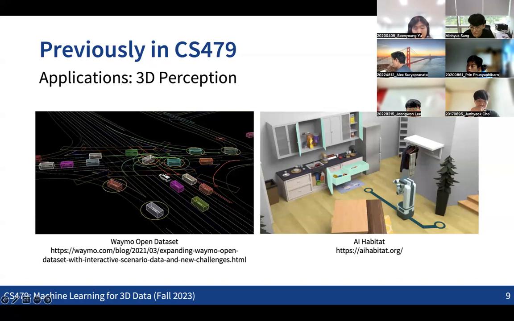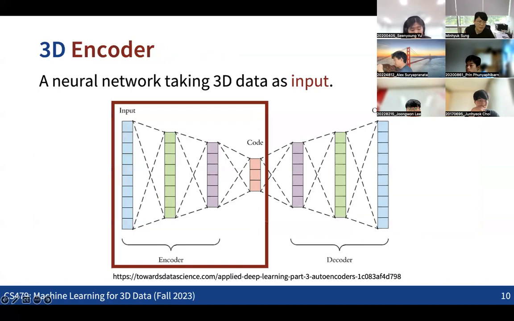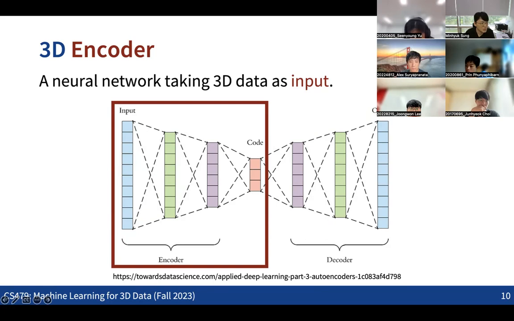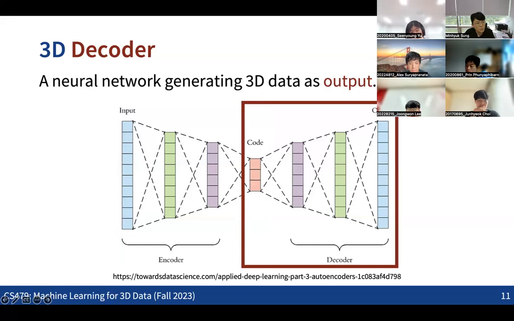At the beginning of this course, we are going to discuss two different types of techniques, especially deep learning based techniques. The first class might be encoders, which can take the 3D data as input. And obviously we are also going to discuss the other type of techniques, decoders, which can generate the 3D data as outputs. We are going to start with the encoders, the neural networks that can take the 3D data as input, and after that discuss the techniques that can produce the 3D data as output.